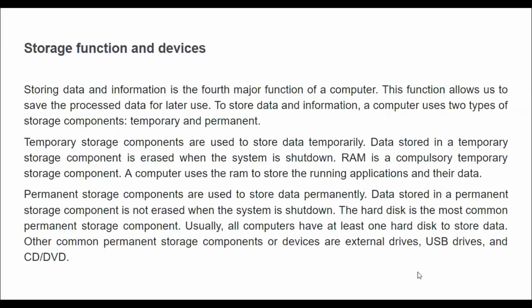And then we have also the storage function and devices. Storing data and information is the fourth major function of a computer. This function allows us to save the processed data for later use. To store data and information, a computer uses two types of storage components. We have temporary and permanent.